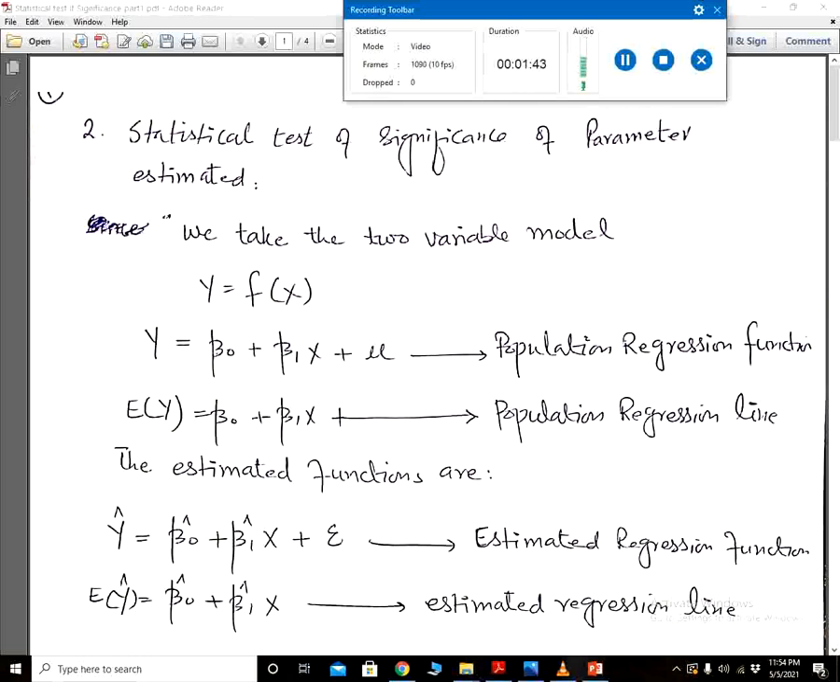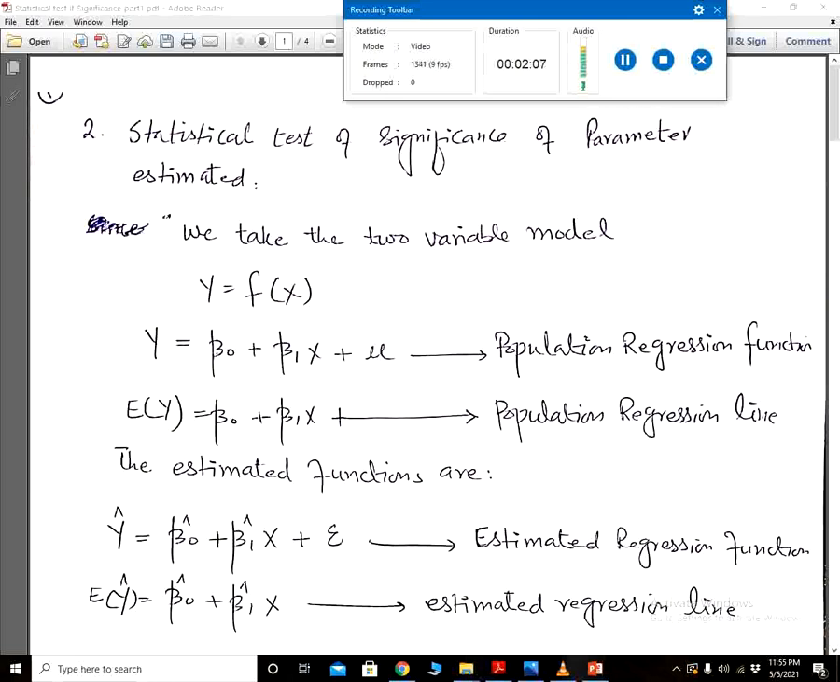If we take 100 samples out of the population, we will have 100 different estimates of the population parameters. The sample estimates are variable. They have their own distribution around the population parameter, but we will discuss this later in this lecture.